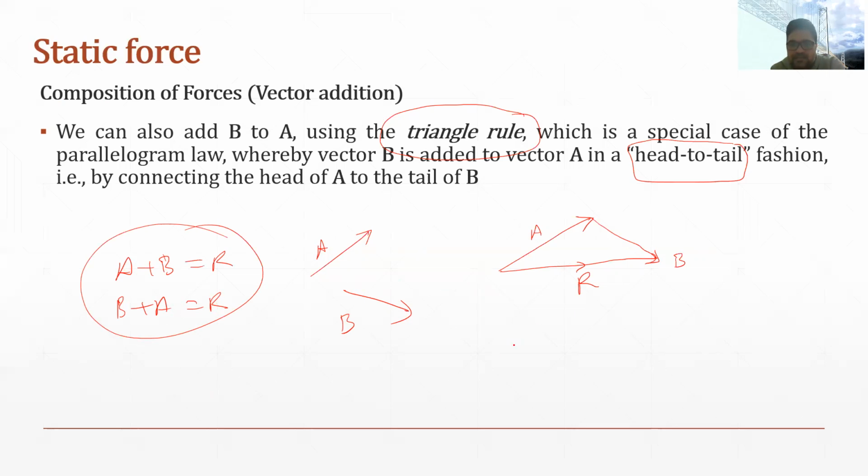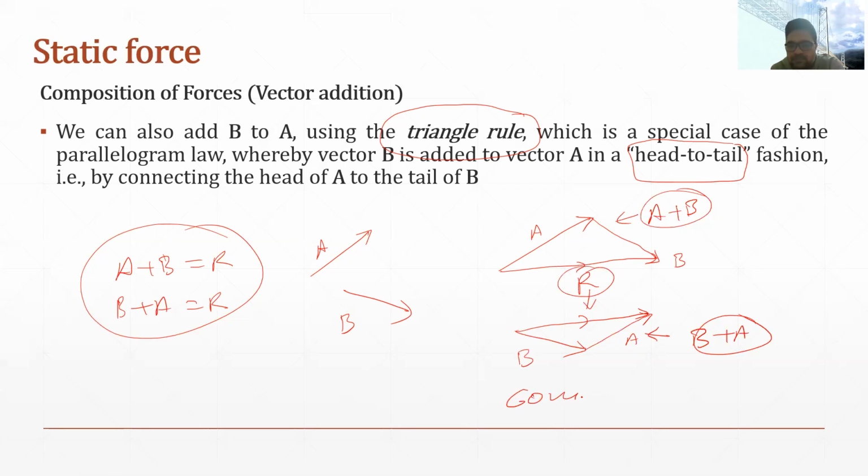Like I can redraw here also, like this is B, and if I join this with A, say this one, this becomes A and this becomes B. In that case also, the resultant formed by them will be equal to R. So in this I have done A plus B, in this I have done B plus A. So in both cases the R will be the same, and this property is called the commutative property.